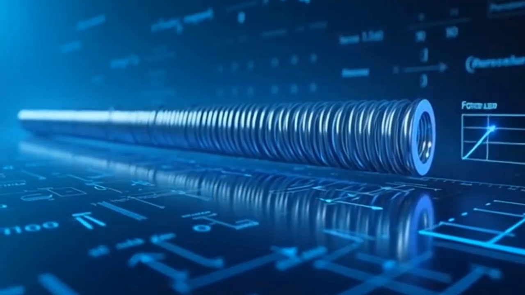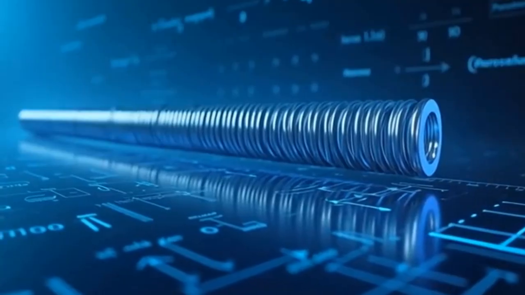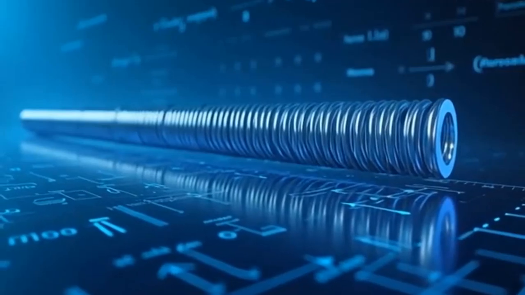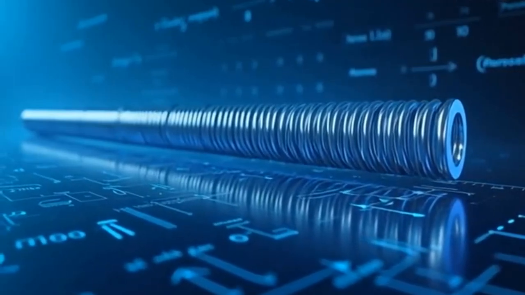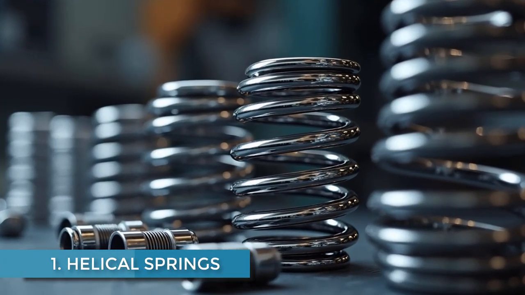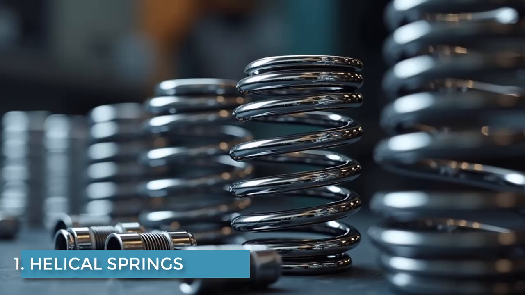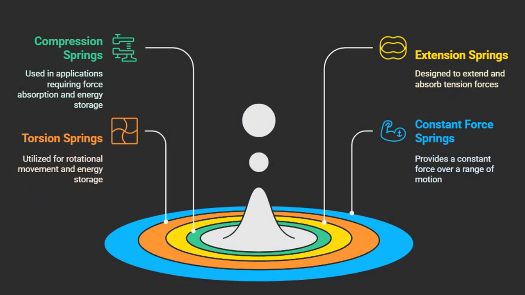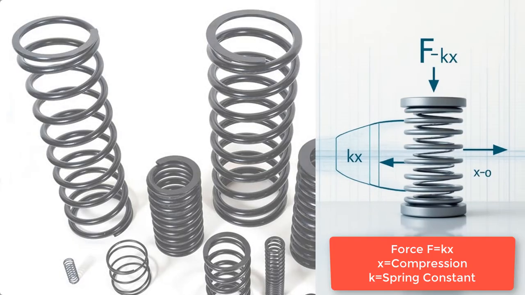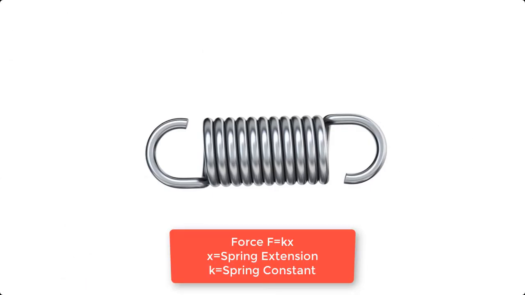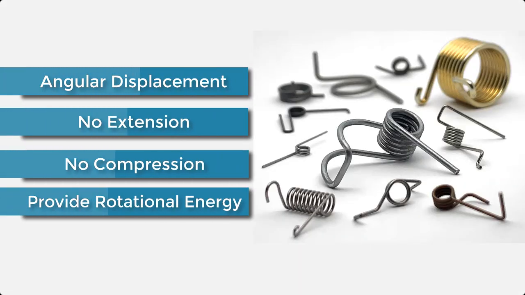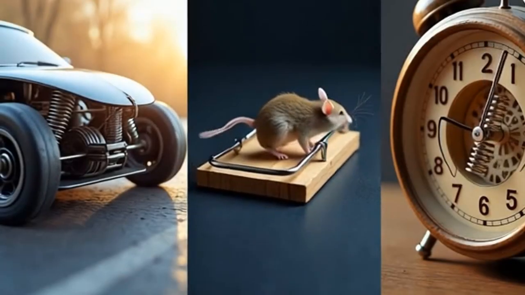But springs aren't just about stretching and compressing. Let's explore their different types. Springs come in several types, each designed for specific applications. Let's start with the most common, helical springs. Helical springs are coiled wires that store energy when compressed or extended. They're categorized into compression springs, extension springs, and torsion springs. Compression springs absorb force, extension springs pull objects together, and torsion springs provide rotational energy. You'll find these springs in car suspensions, mechanical clocks, and even mousetraps.